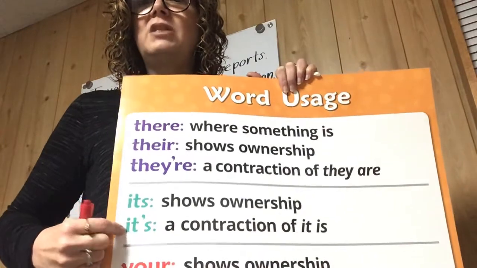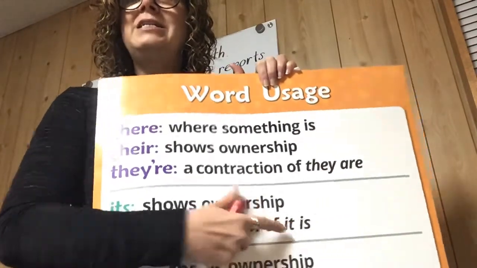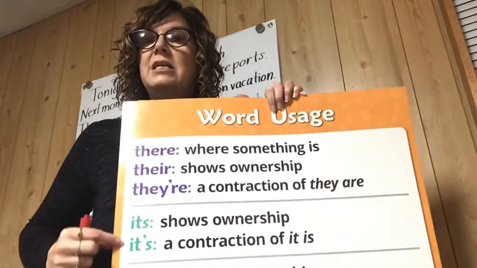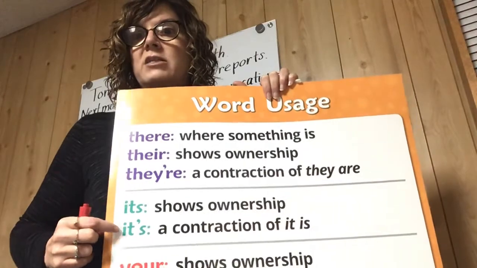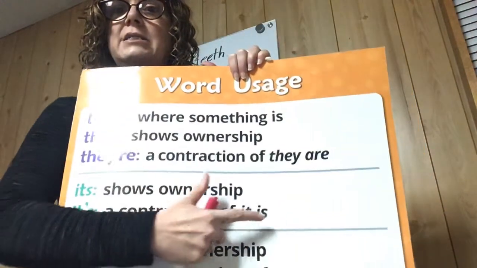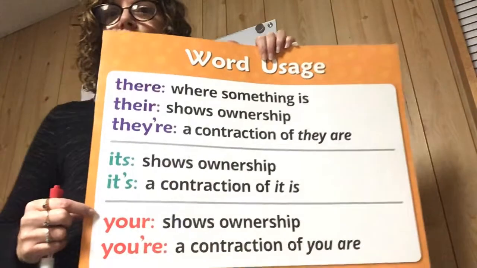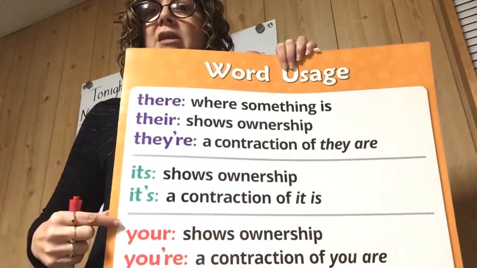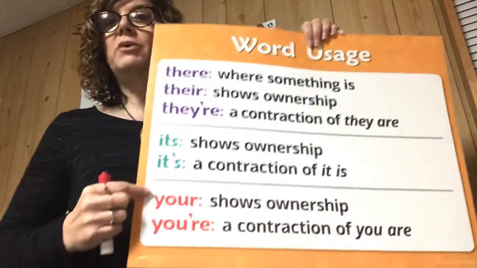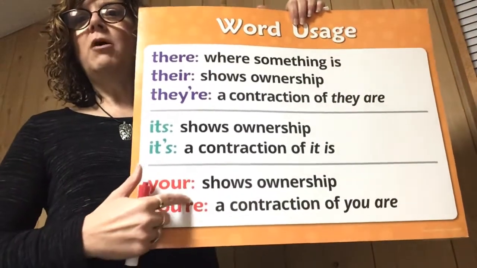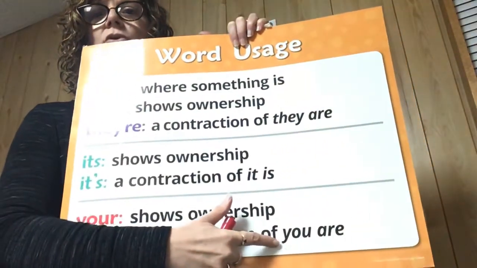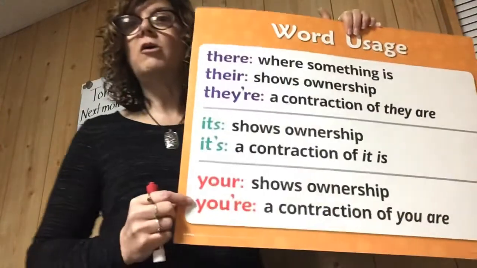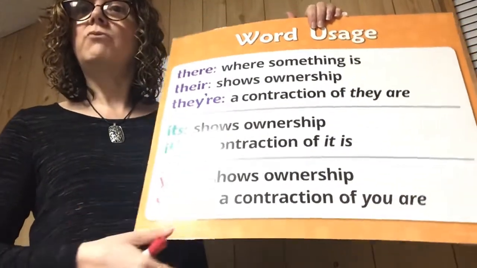When you see apostrophe S with it, it is because it is a contraction for it is. Therefore, you would need to be able to use the words it is in place of this. Okay, this is the contraction for it is. All right, then we have your, which is another possessive pronoun. Their, its, and your are all possessive pronouns showing ownership. And then YOU'RE is the contraction for you are. So again, here you would need to be able to replace it with the words you are. And if it makes sense, you know you're using the right one.